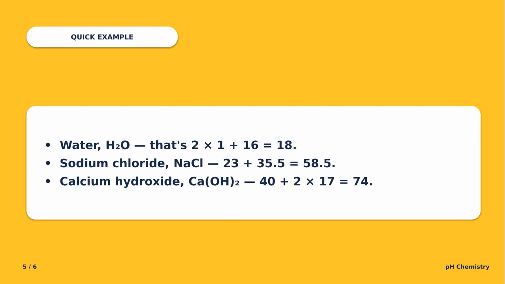Quick example. Water, H2O, that's 2 times 1 plus 16 equals 18. Sodium chloride, NaCl, 23 plus 35.5 equals 58.5. Calcium hydroxide, Ca(OH)2, 40 plus 2 times 17 equals 74. Always count every atom.